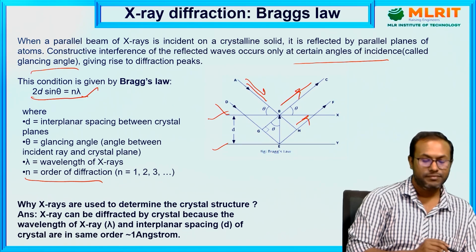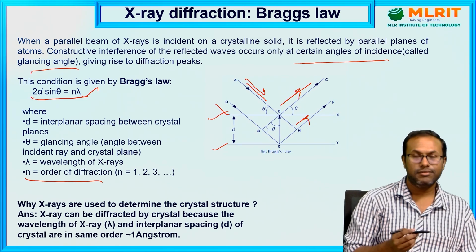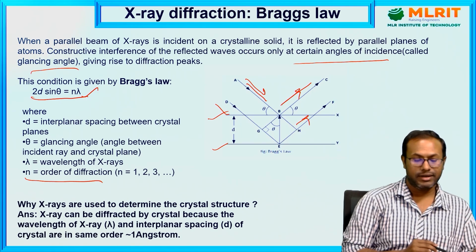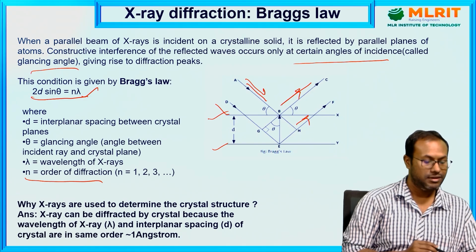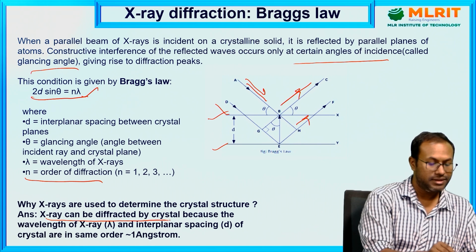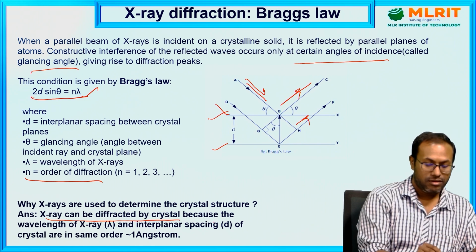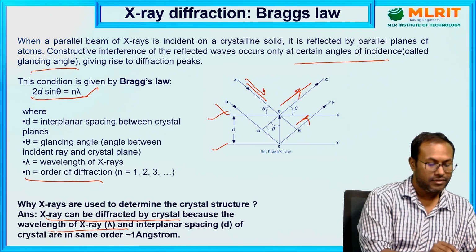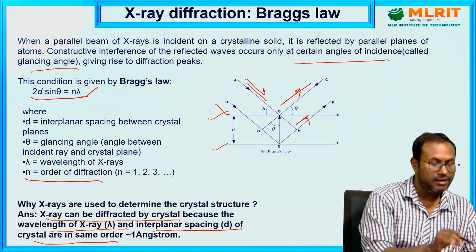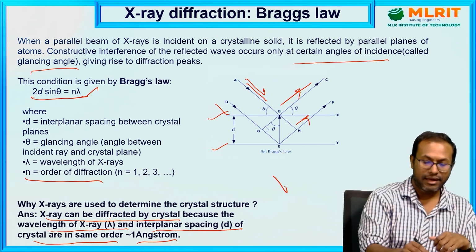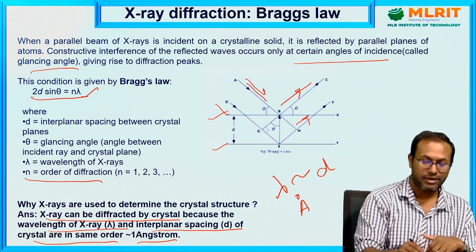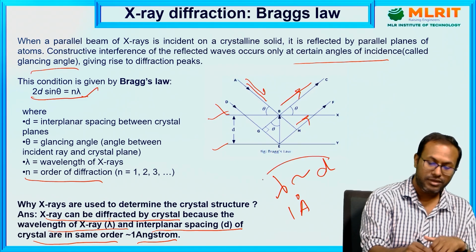Now the question is, why do we use X-rays to determine the crystal structure? Why not other electromagnetic waves? The answer is that X-rays can be diffracted by crystals, because the wavelength of X-rays, lambda, and the interplanar spacing in crystals are of the same order, which is 1 angstrom order. That's why we use X-rays.